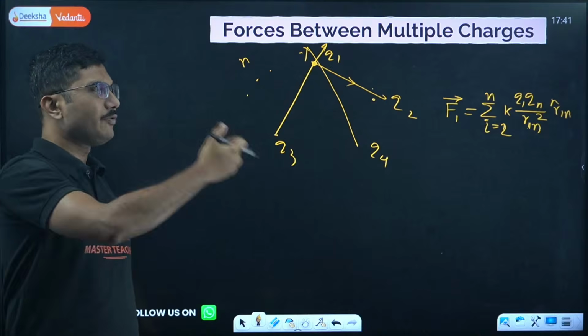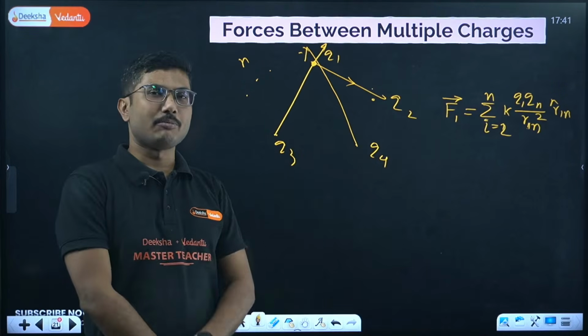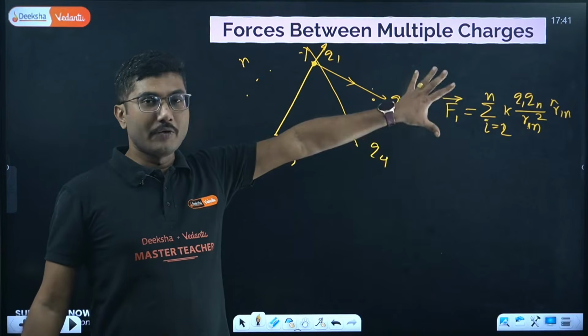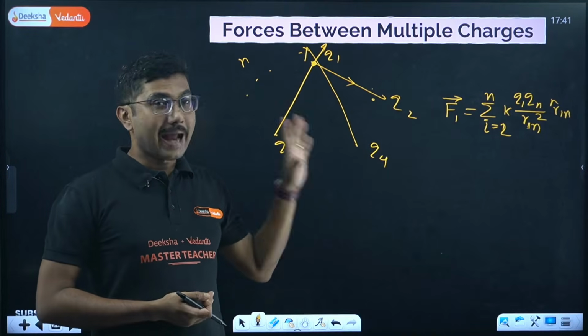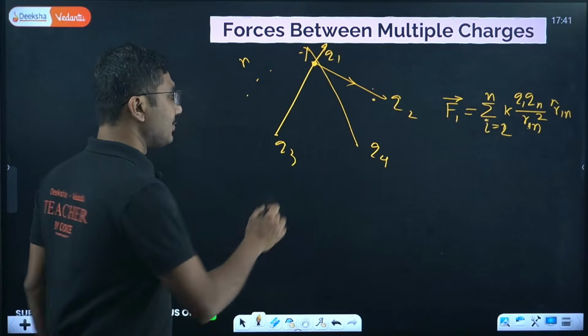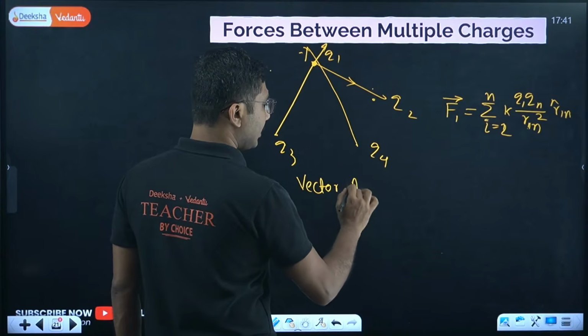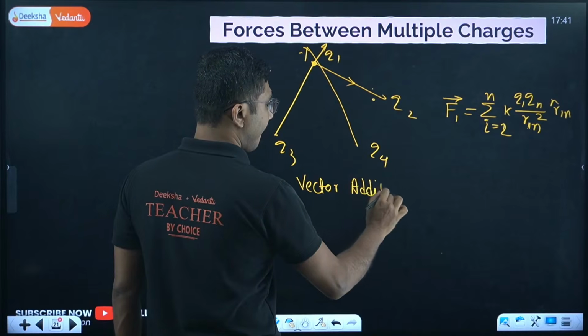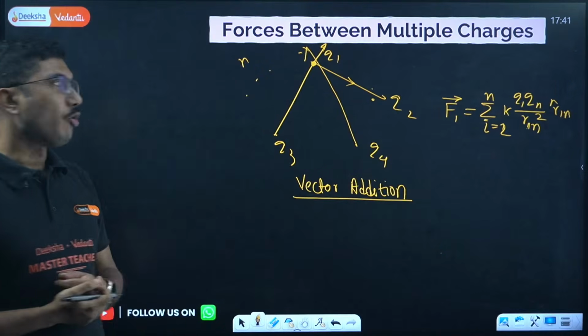Okay, in future we will learn a simpler method than this, but this is a very important part: whenever you are calculating force due to multiple charges, you have to add them vectorially. Vector addition is very, very important. So this is basically vector addition, not scalar addition. This is a very, very important point to remember.